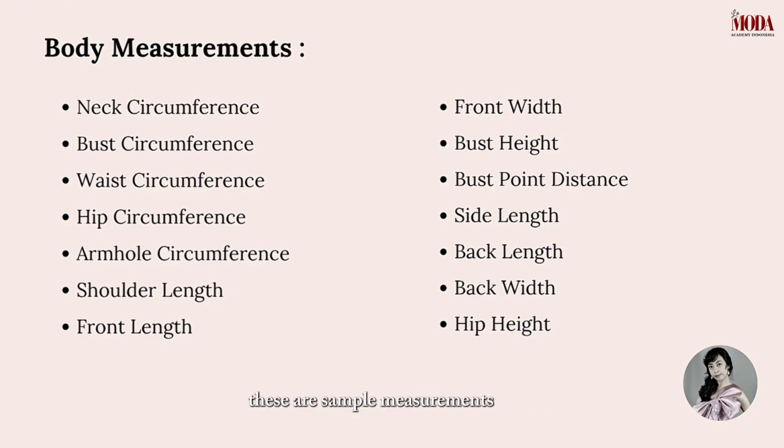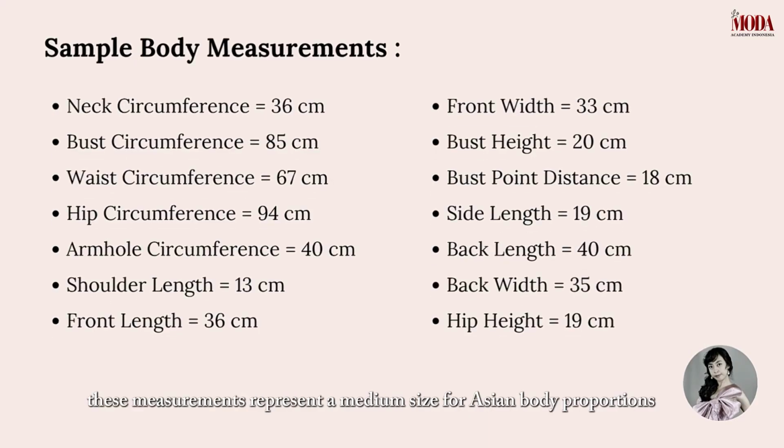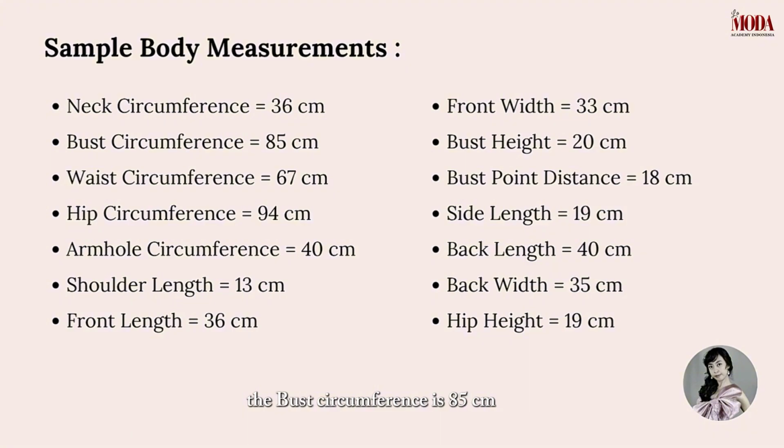These are sample measurements that you can use to practice calculating the pattern drafting formulas, which we will discuss in the next video. These measurements represent a medium size for Asian body proportions and approximately an extra small size in UK sizing. The neck circumference is 36 centimeters, the bust circumference is 85 centimeters, and the waist circumference is 67 centimeters. The hip circumference is 94 centimeters, followed by an armhole circumference of 40 centimeters. The shoulder length measures 13 centimeters.